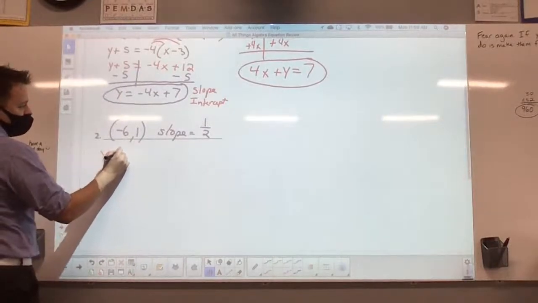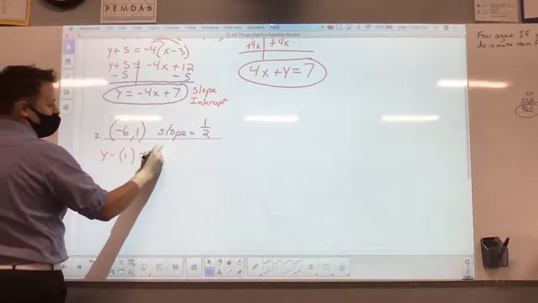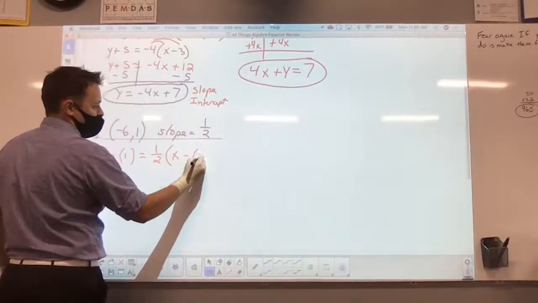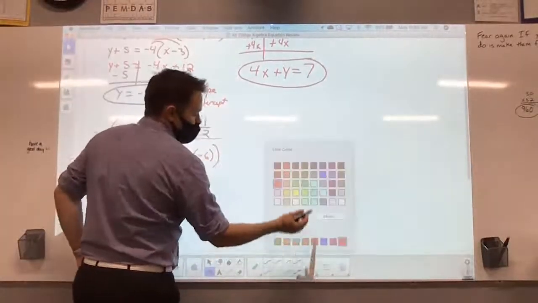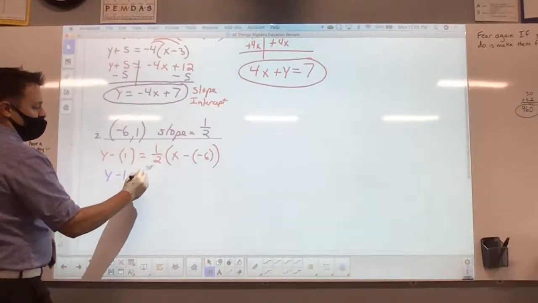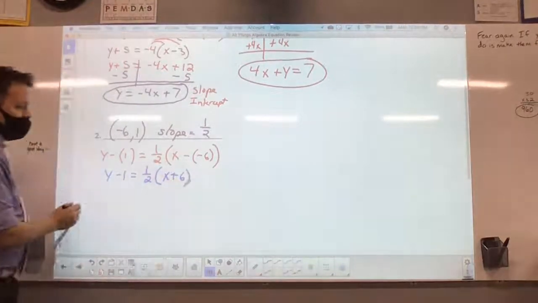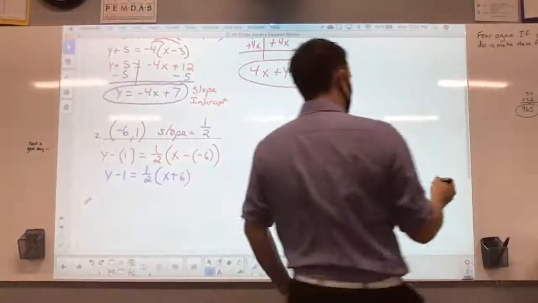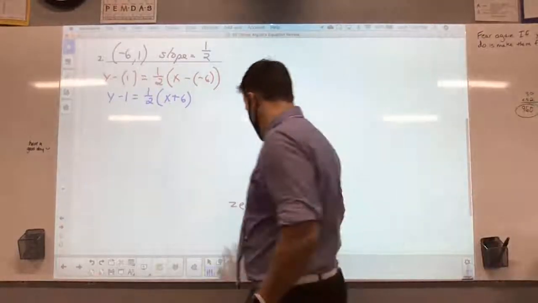y minus y1 equals your slope, 1/2, and then it's x minus, and then you put your point in, -6. Now you get rid of your inner parentheses first. So you guys know it'd be y minus 1 equals 1/2 times x plus 6. That's how you get a plus 6. Okay, so if you, ladies and gentlemen, struggled with how you get a plus, I don't understand what it means, that's what it means.